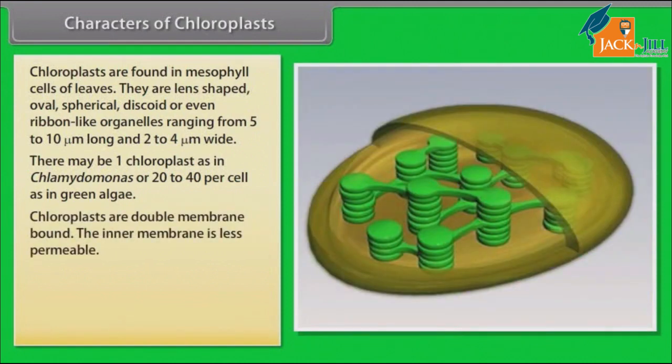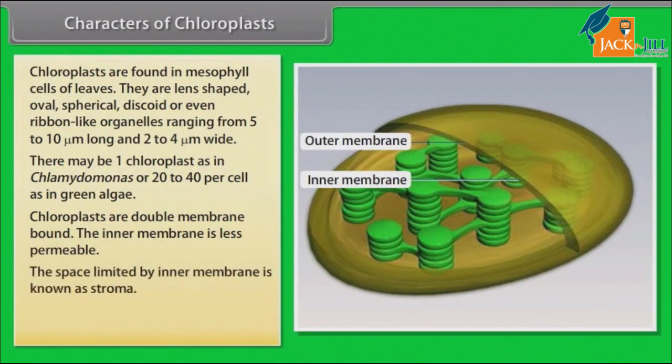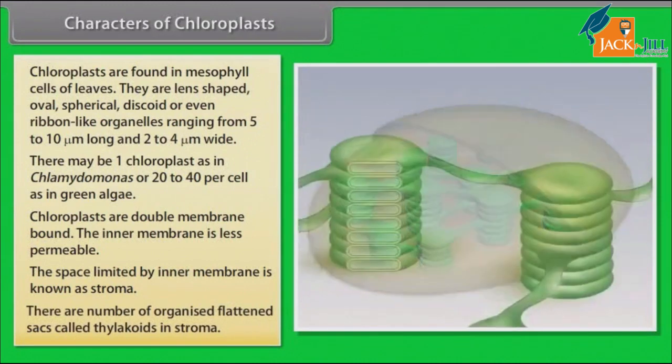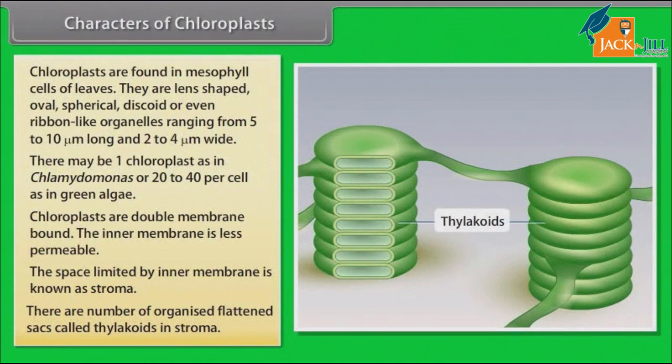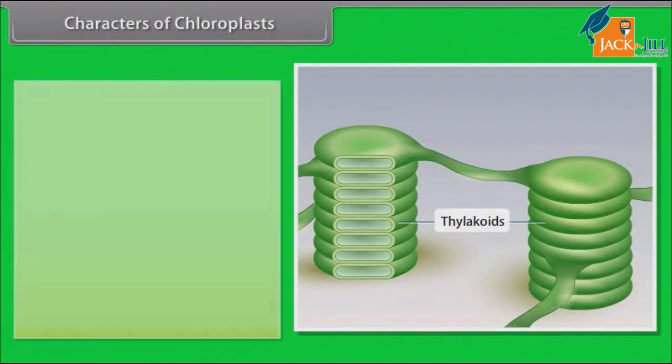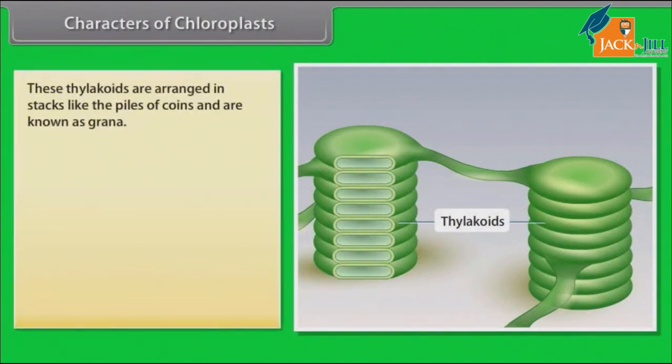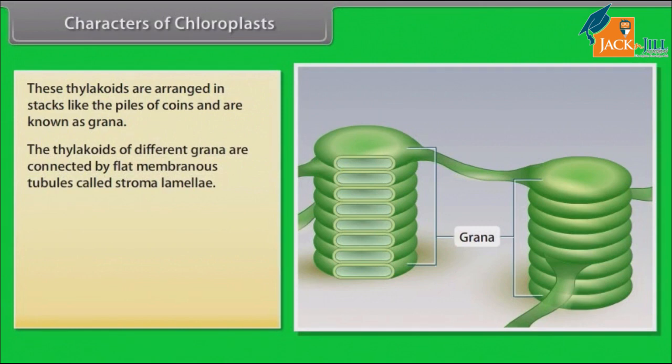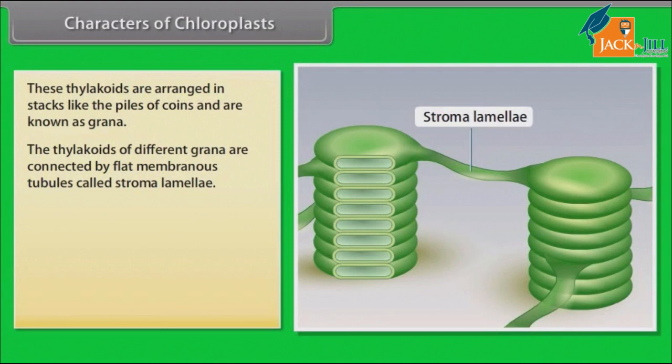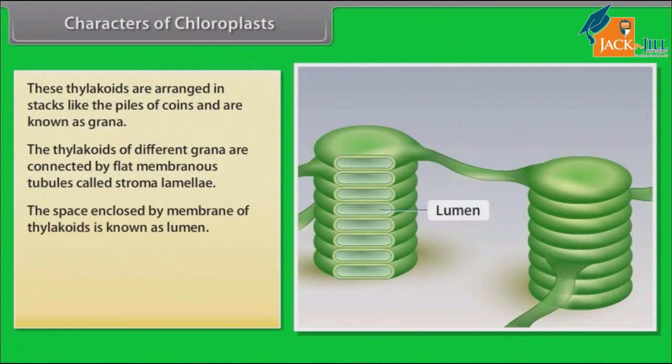Chloroplasts are double membrane bound. The inner membrane is less permeable. The space limited by the inner membrane is known as stroma. There are a number of organized flattened sacs called thylakoids in the stroma. These thylakoids are arranged in stacks like piles of coins and are known as grana. The thylakoids of different grana are connected by flat membranous tubules called stroma lamellae. The space enclosed by the membrane of thylakoids is known as lumen.